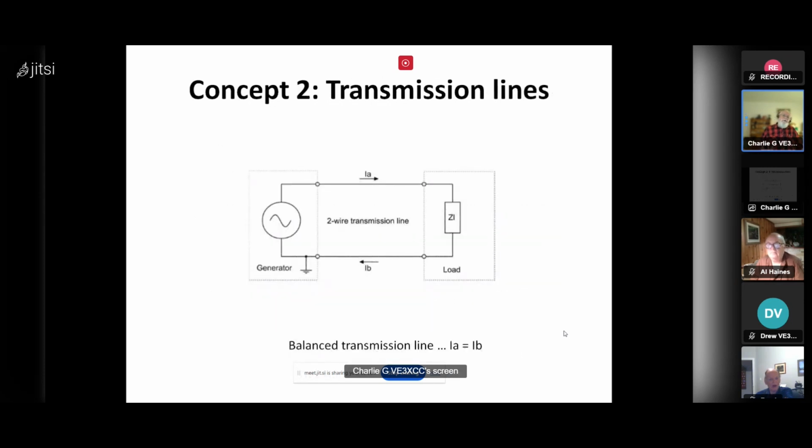The second concept that's important to understand how the RF gets back in the shack is transmission lines. The standard 2-wire transmission line that we've all seen and used over the years looks something like this. It's got a standard generator, and it's got a load impedance, and current goes out one of those 2 conductors and comes back in the other. That's differential mode currents flowing. And kind of basic Ohm's law stuff, if current is going out one conductor, it has to come back in the other. There's no free lunch, nothing goes anywhere else. Everything is completely contained in that transmission line.